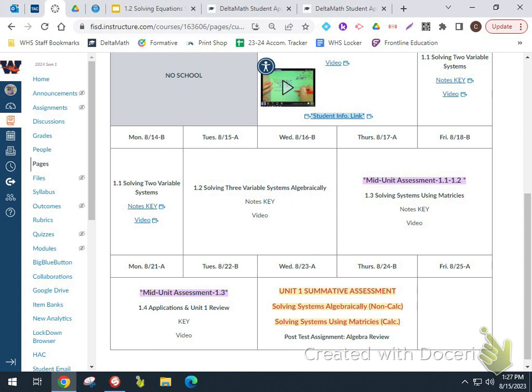As far as absences, because we're already starting with that, if you do miss a mid-unit, you need to be in contact with me about finding a time to make that up because it is a grade. So if you're absent Thursday and you miss this, pay attention because I'm going to be giving you time options to come in and make that up before the summative. This is going to be a tight window if you're absent next week, but we'll figure that out when we get there. Okay?